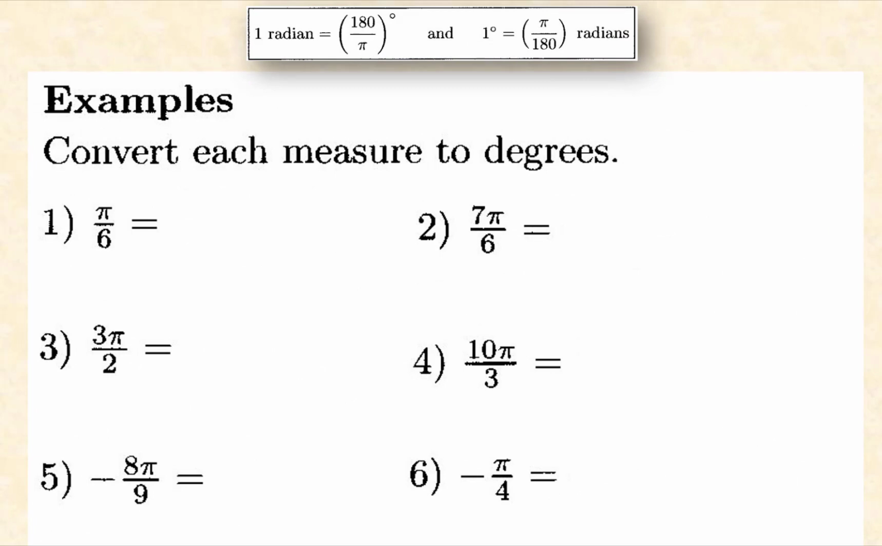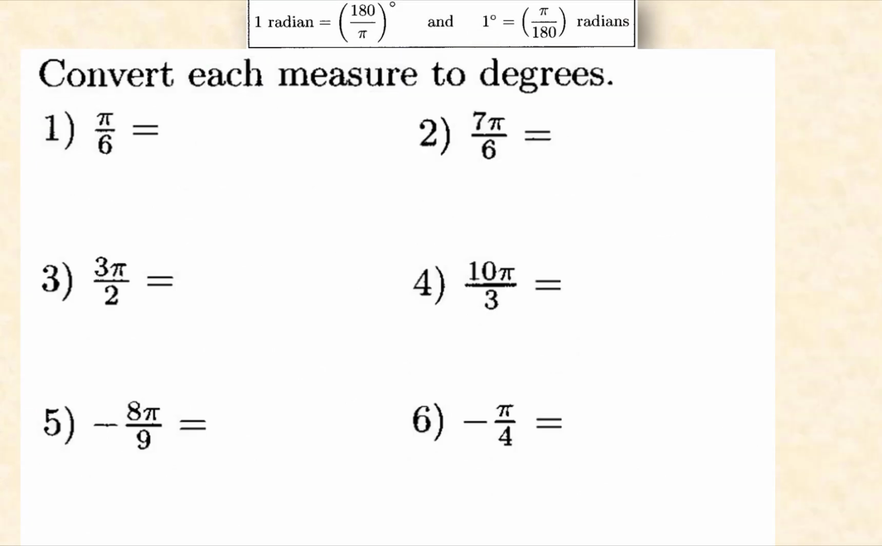Convert each measure to degrees. Pi over 6. To convert pi over 6, we will multiply pi over 6 by 180 degrees over pi. Pi will cancel each other, and 180 divided by 6 is 30. So 6 divided by itself is 1. 180 divided by 6 is 30 degrees.